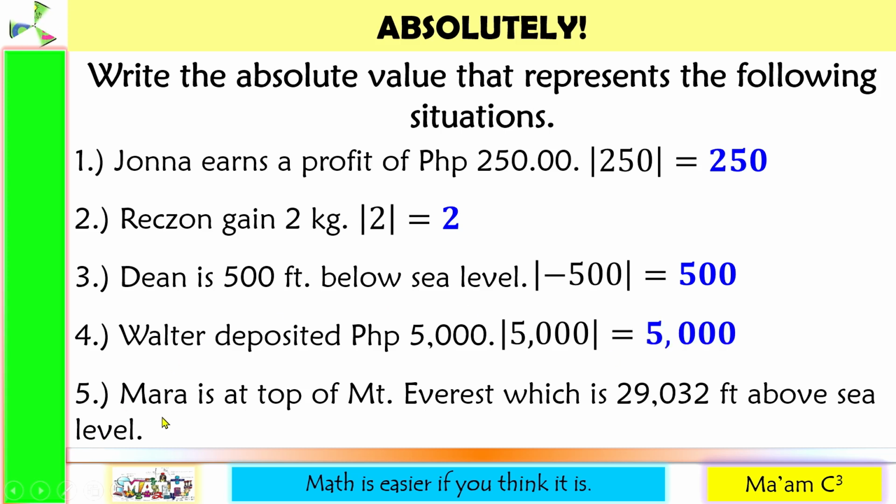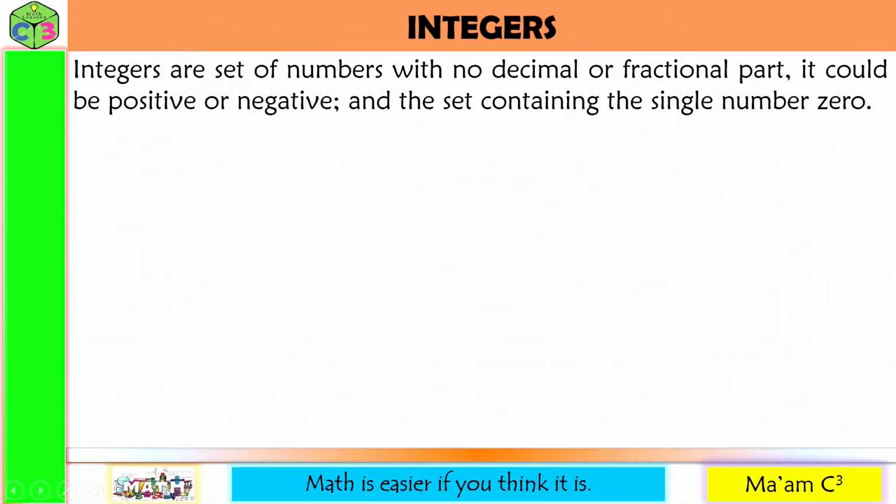Number 5, Mara is at top of Mount Everest, which is 29,032 feet above sea level. Above sea level is positive, so this will be the absolute value of 29,032. And this is equal to positive 29,032. Let us talk about integers.